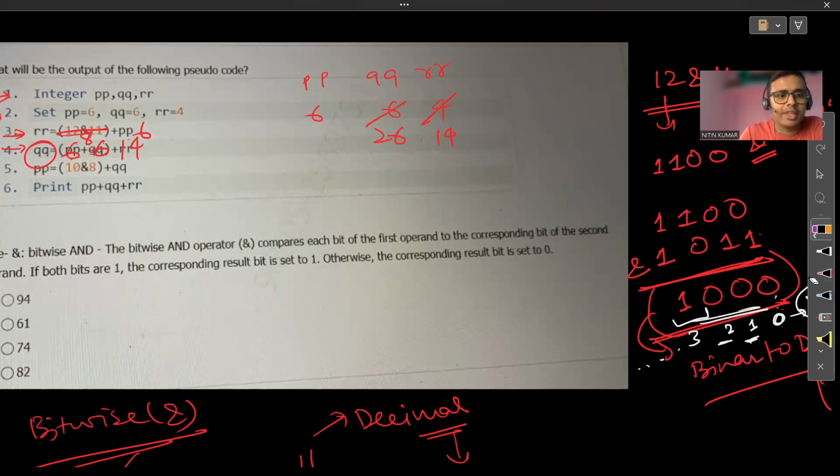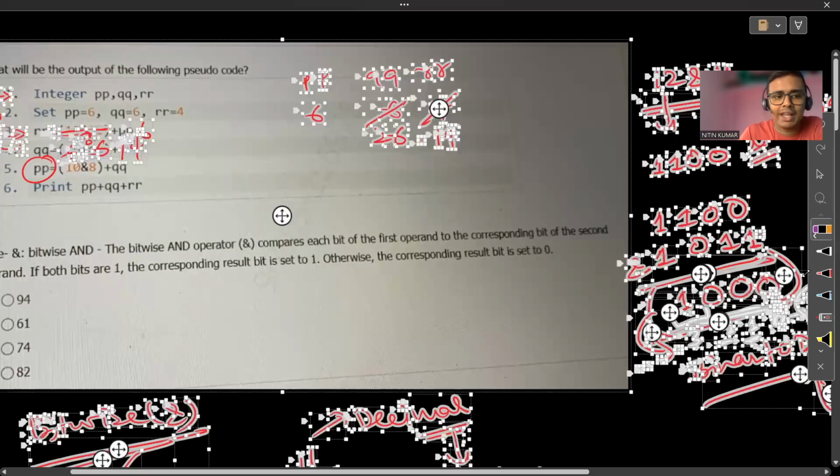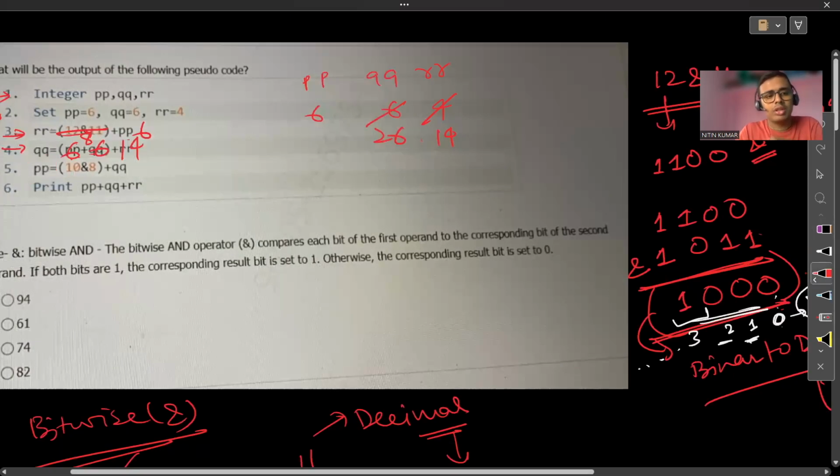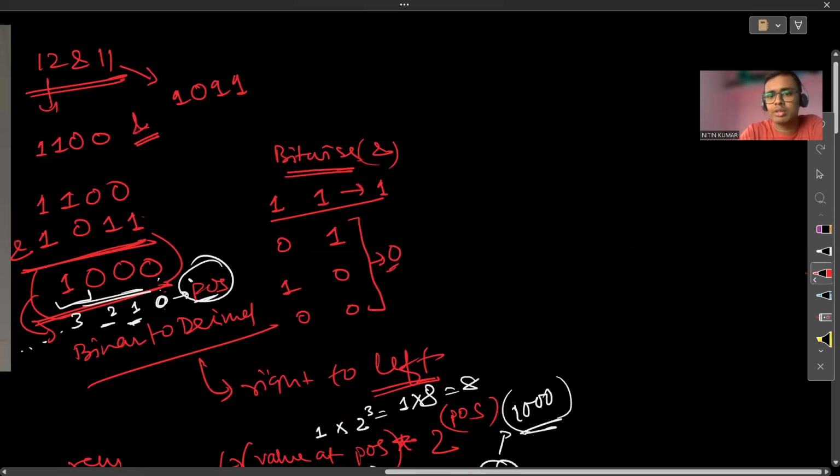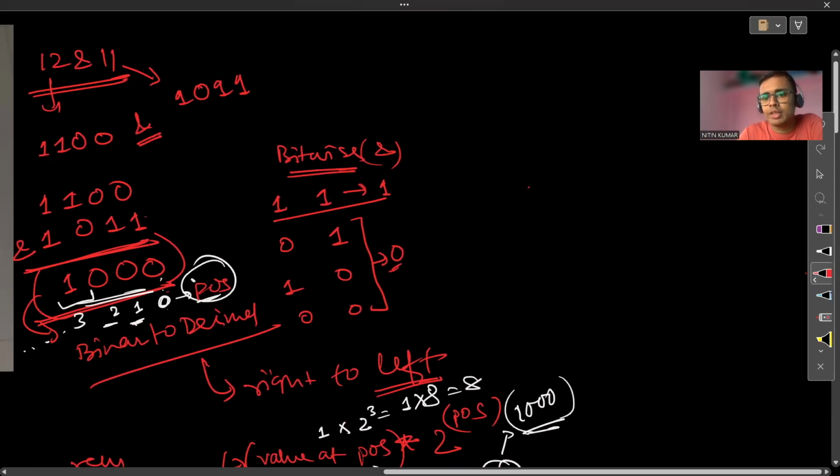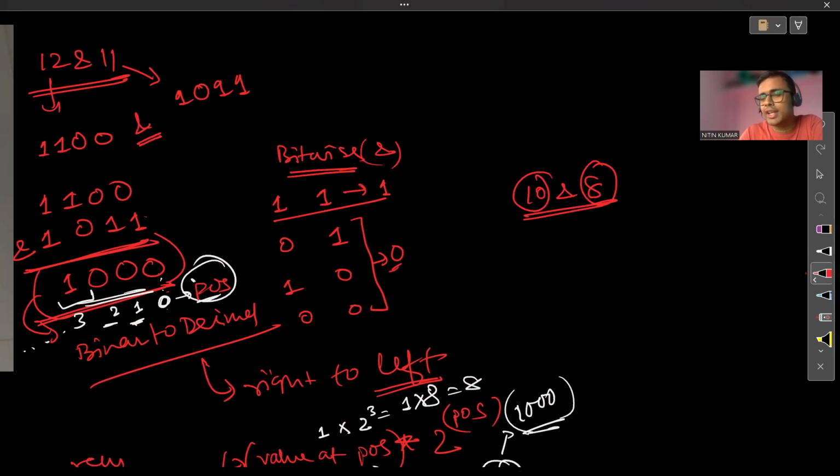Now, again, there is one AND operator. It is PP equal to 10 and 8 plus QQ. So first we have to get the value of 10 and 8. So let's come here. Okay, 10 and 8. First we have to convert this 10 and this 8 to bitwise value, or you can say binary value. So 10, how will we change?